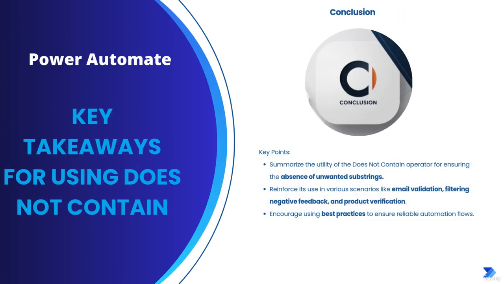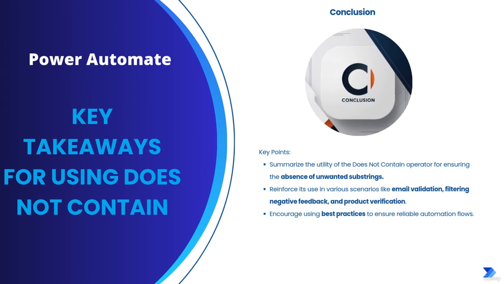Conclusion. The does not contain operator is an essential tool in Power Automate for validating conditions based on the absence of substrings. By understanding its functionality and applying best practices, you can create robust and efficient automation processes. The examples provided illustrate common scenarios where this operator can be effectively utilized, emphasizing its versatility in various applications.